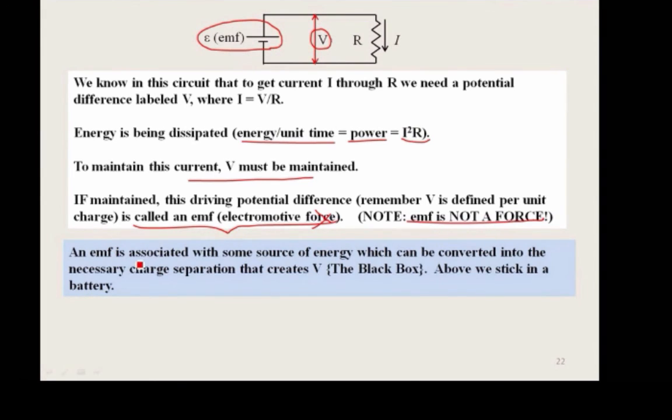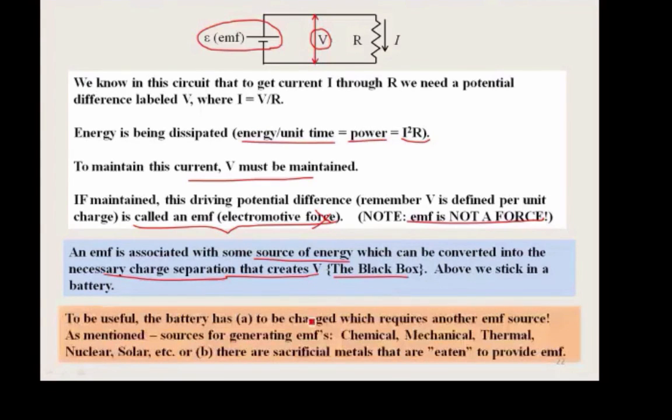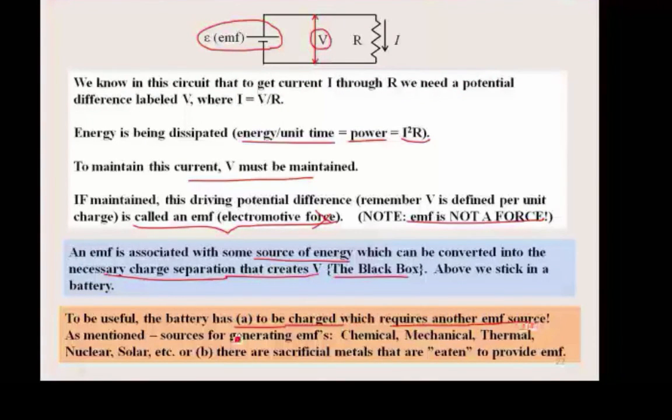An EMF is associated with some source of energy which can be converted into the necessary charge separation that creates this potential V. That's the black box. The battery is the black box. But it could be something else. To be useful, what does the battery do? It has to be charged if it's going to be the type of battery that requires charging, and that requires another EMF source. As mentioned before, the device that charges the battery could be chemical, mechanical, and so on.